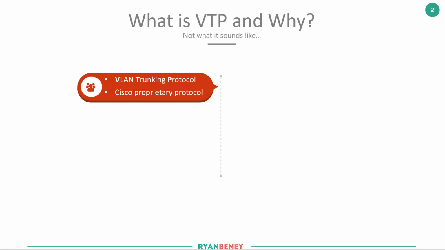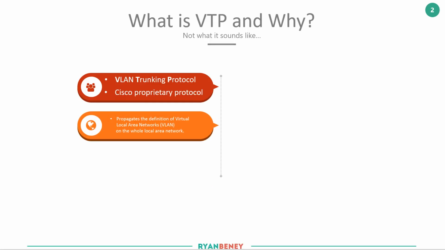So the first thing to know about VTP is it is Cisco proprietary. So if you have a mixed vendor environment, you can't use VTP across all those vendors, but you can use VTP on your Cisco switches. Now, the whole purpose of VTP is to propagate the VLAN database, or the VLANs you create, across a local area network, so a LAN. And what do I mean by that?